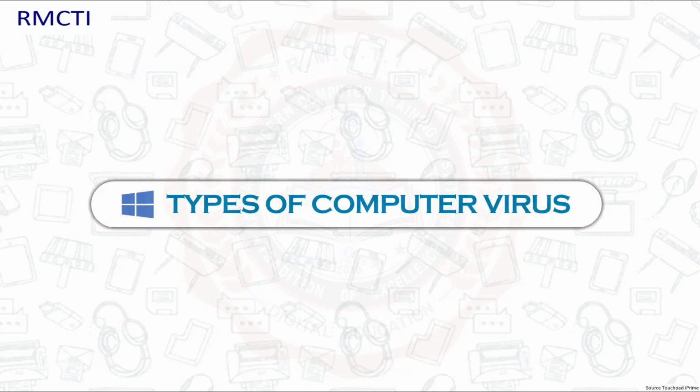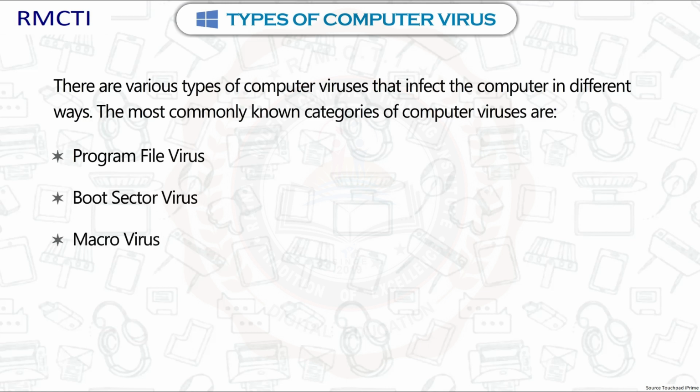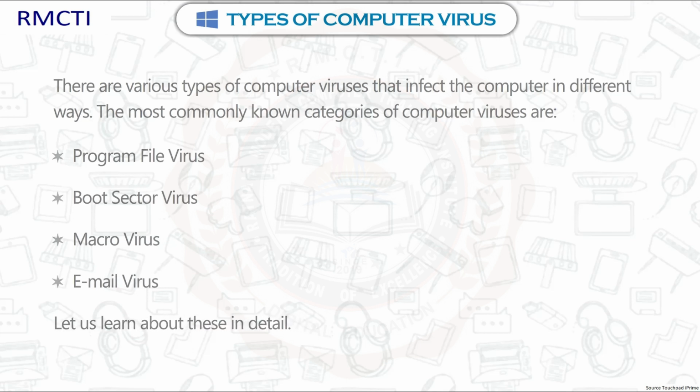Types of computer virus. There are various types of computer viruses that infect the computer in different ways. The most commonly known categories of computer viruses are program file virus, boot sector virus, macro virus, and email virus. Let us learn about these in detail.